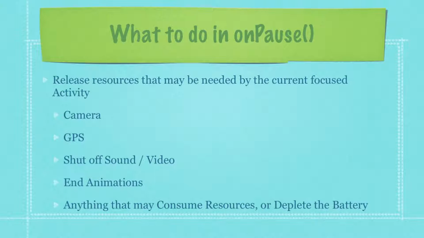Now, normally an activity is going to be considered paused when it is partially obscured. Let's say a dialog box or something is over top of it. That's what I mean by partially obscured. And whenever an activity is paused, it is very important to release resources that may be needed by whatever the current focused activity may be. So you should release things like the camera, GPS, shut off sound, any video that's playing, end animations, or anything else that may consume resources, and always pay attention to anything that may deplete battery life.